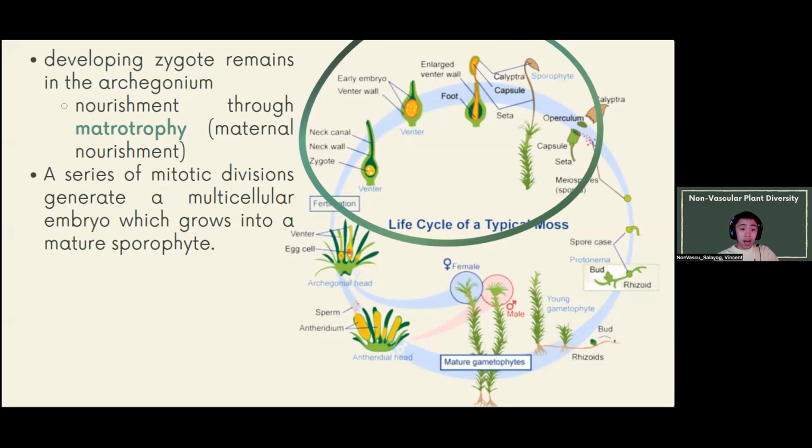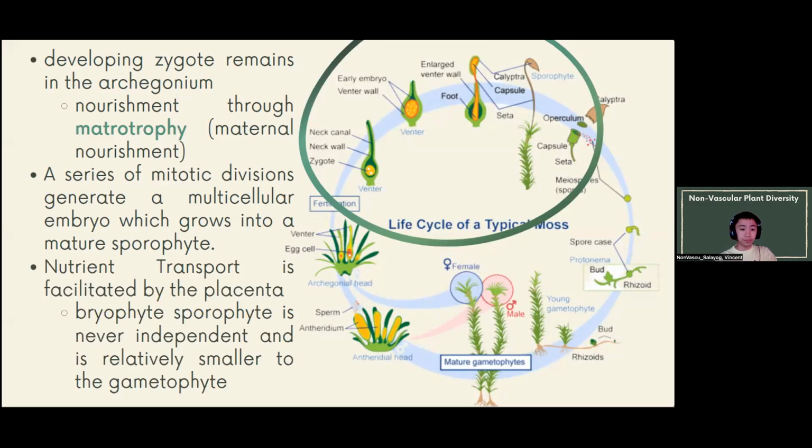Also, a series of mitotic divisions generate a multicellular embryo which grows into a mature sporophyte. Again, if gametophytes are for producing gametes, the sporophyte, on the other hand, is for producing spores. Nutrient transport is facilitated by the placenta. Take note that the placenta is located between the sporophyte and the gametophyte. This is the reason why the bryophyte sporophyte is never independent and is relatively smaller compared to the gametophyte.